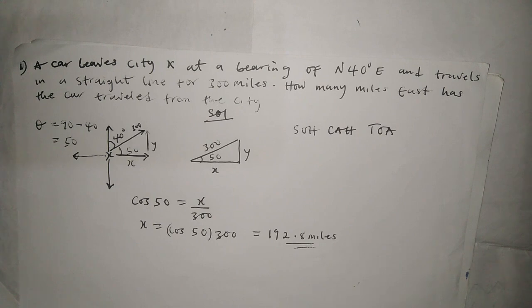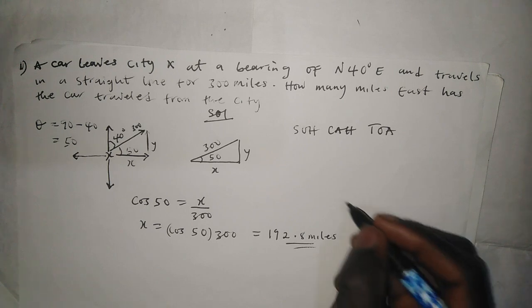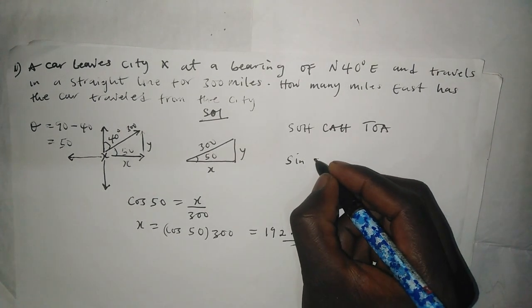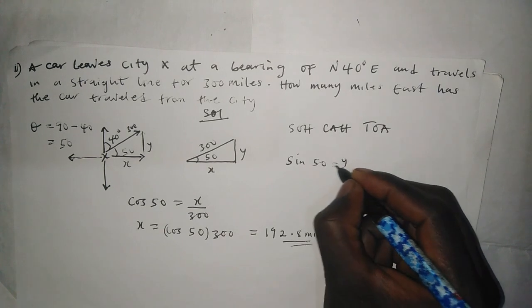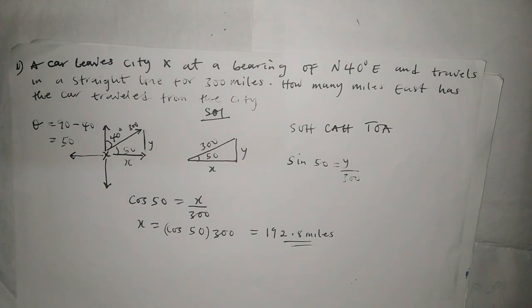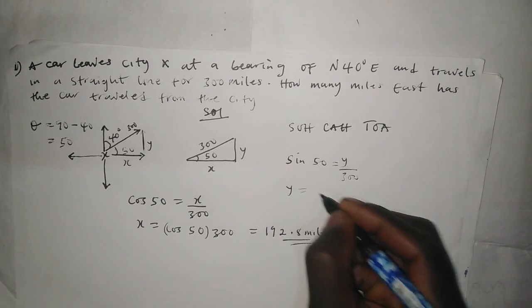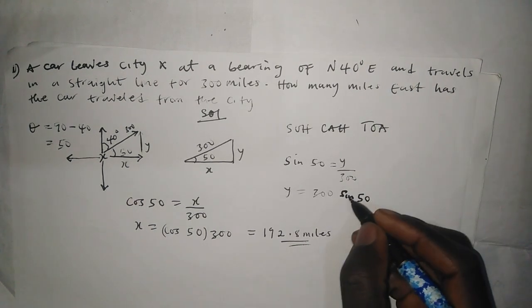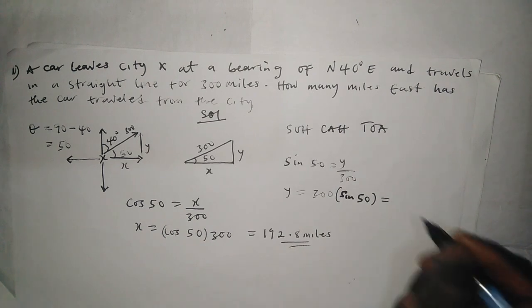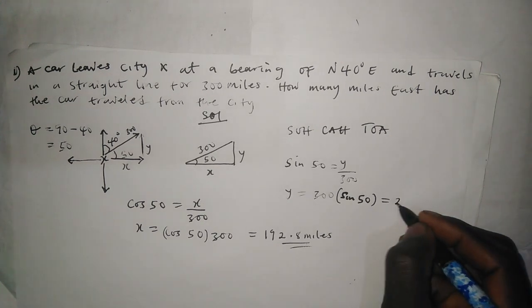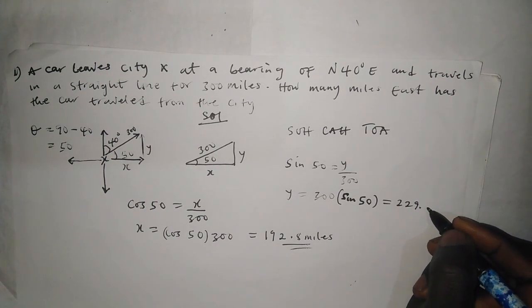Now let's say you want to look for y. If you want to find y, you use sine. So you say sine 50 is equal to y over what? 300 miles. In this case, we are using opposite over hypotenuse. So when you cross multiply, y is equal to 300 sine 50. When you multiply 300 times sine 50, what you get is 229.8 miles.